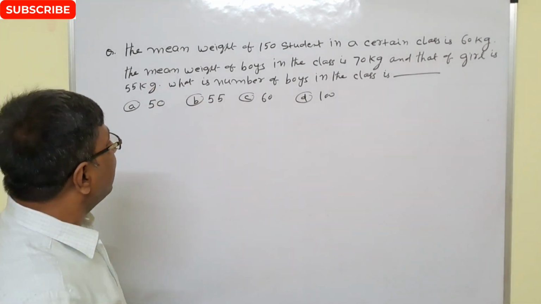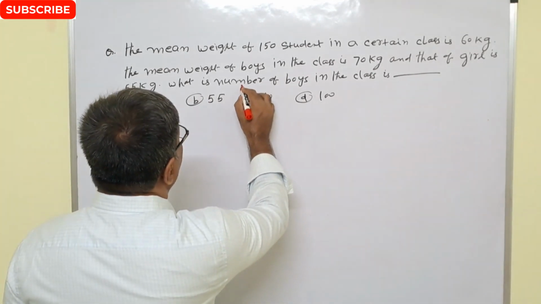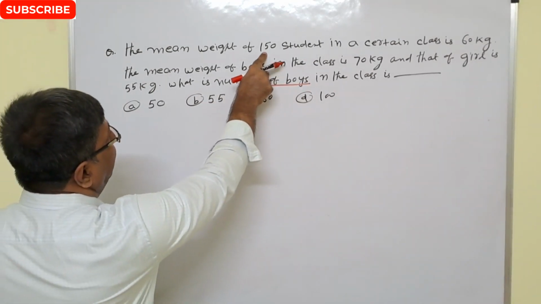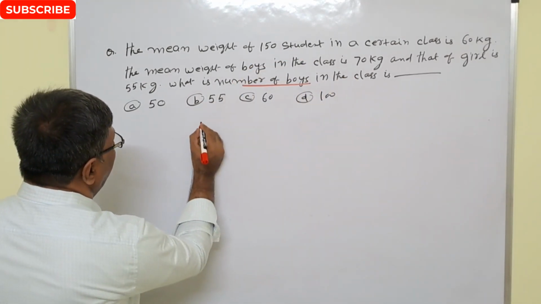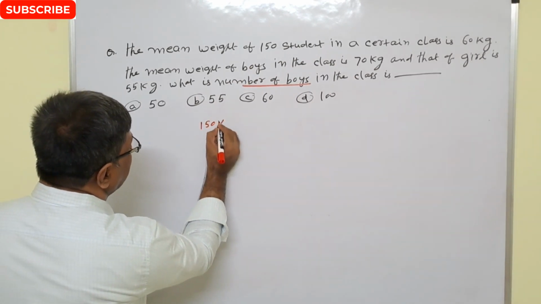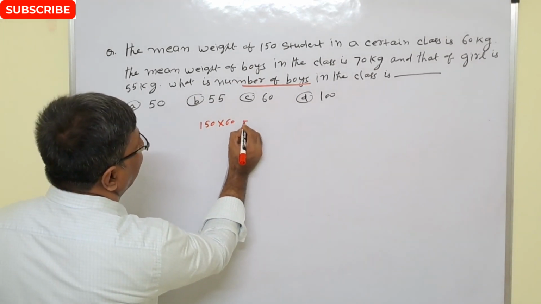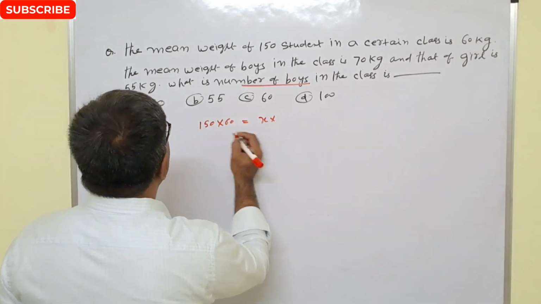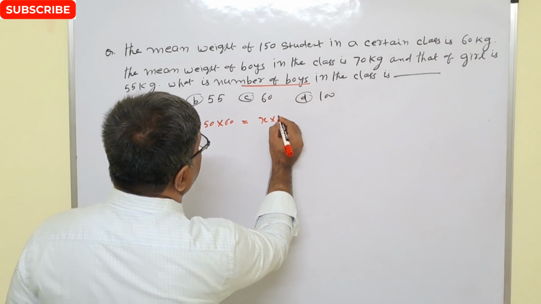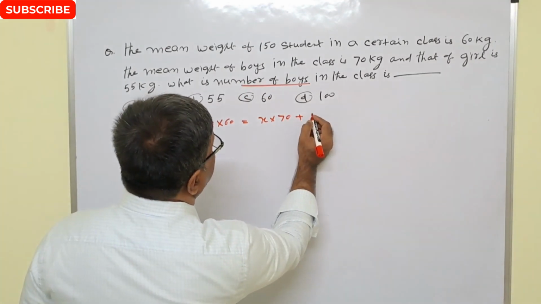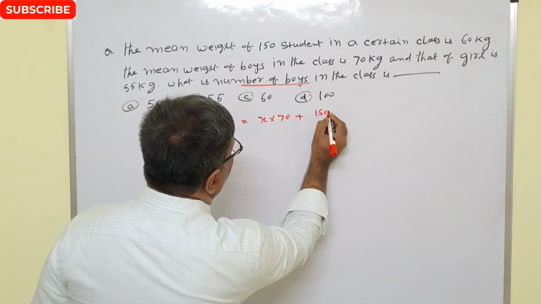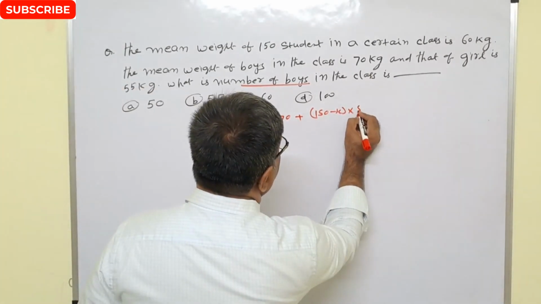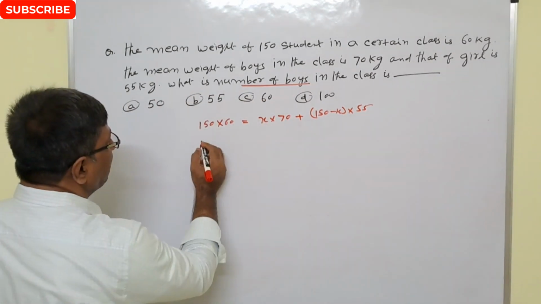For this type of question, the simple technique is what we have to find: the number of boys. So total strength is 150 and mean is 60, so 150 into 60 is the total weight of 150 students. Now the number of boys is x, so x into the mean weight of boys, which is 70. Now the number of girls will be how much? Total minus number of boys, and the girls' mean weight is 55. Now we can solve directly.